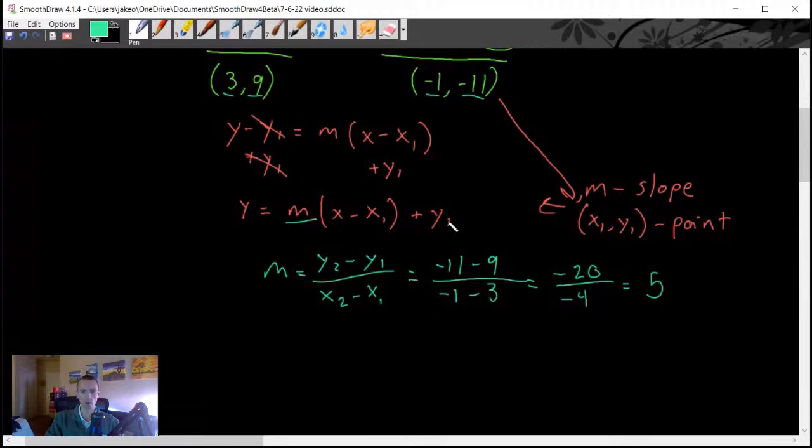Then for x1, y1, we just need to pick either one of these 2 points that we know lies on our linear function that we're trying to create.